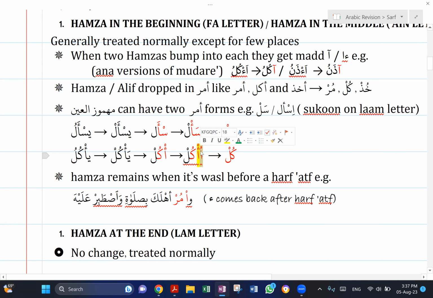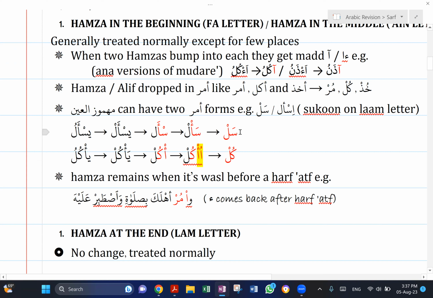Still it's a hiccup. So then I'm like, you know what? This is not going to work. So both of you hamzas, out of here. So they got rid of both the hamzas and they're like, bye-bye, sayonara, goodbye. And that's when you had kul. See? That's the process of creating a command from the mudari'. So that's just one case.